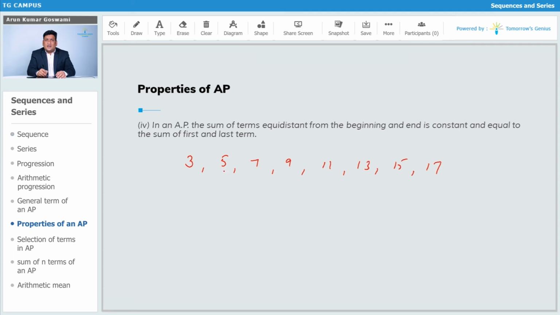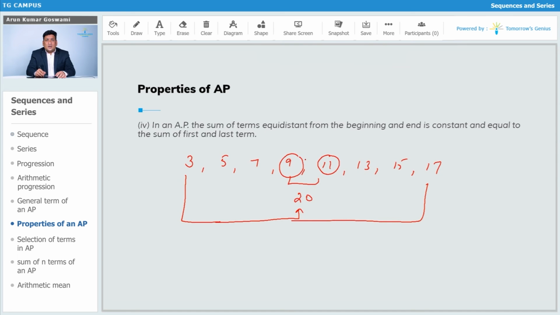It means if I talk about the 9, it is at the 4th position from the beginning, and 11 is also at the 4th position from the back. The sum of these terms, 9 plus 11, is 20. Is it constant? Yes, it is constant, and this is equal to the sum of the first and last term. The sum of the first and last term is also 20, because 17 plus 3 is 20. Hope you understand this part.